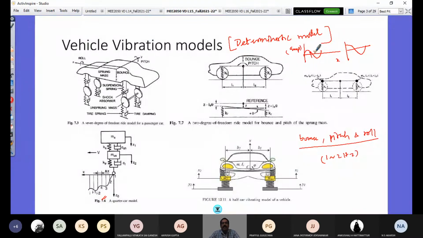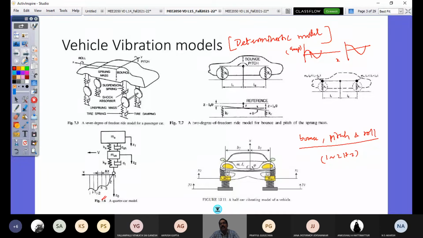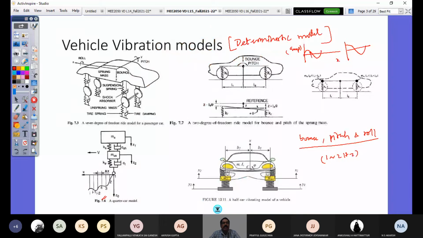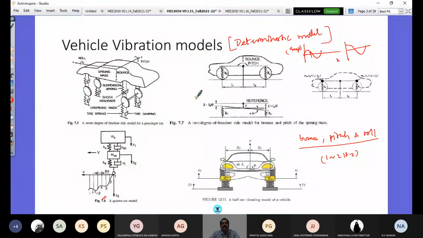So let's proceed with that. What is our ultimate aim of this? What are we doing in this deterministic model? Whatever we do, we find out the response of your vehicle, sprung mass or unsprung mass, or for a detailed experimental study with the seat pad accelerometer, we found what is called the RMS acceleration value. The RMS acceleration value is the measure to say your comfort. That's what we have seen in the standards.